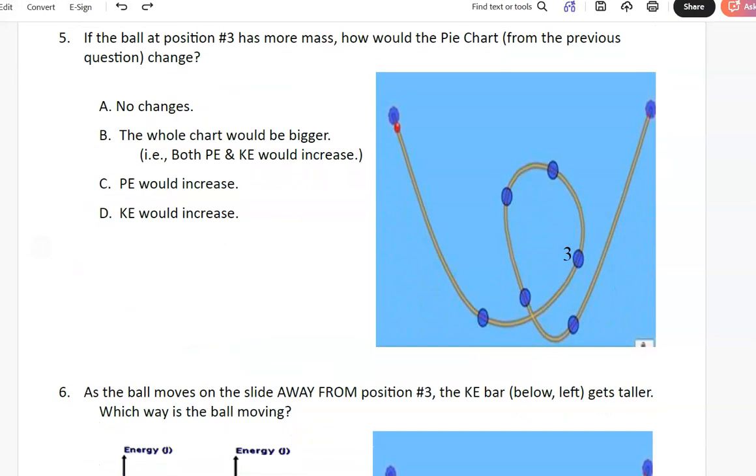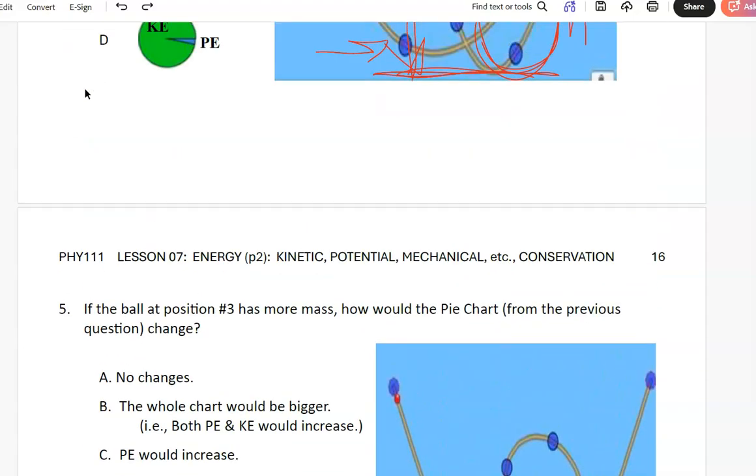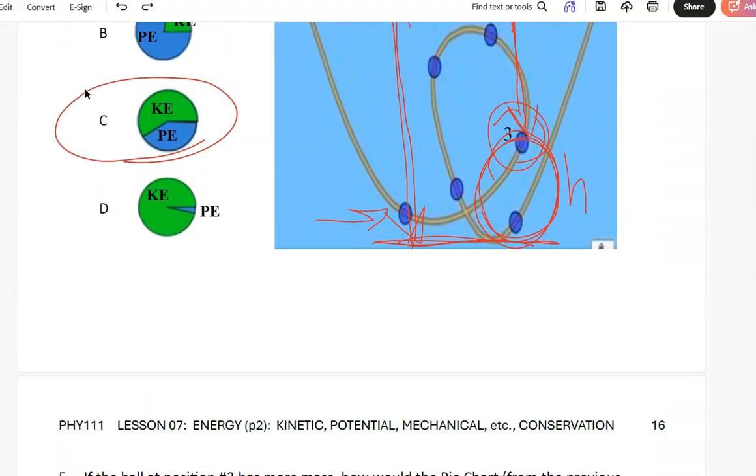Number 5, if the ball at position number 3 has more mass, how would the pie chart change? The pie chart from the previous question. Well, let's look at the previous pie chart real quickly. We see its answer C, and there is a significant amount of kinetic energy, a significant amount of gravitational potential energy, a little bit more kinetic than potential energy in this question.